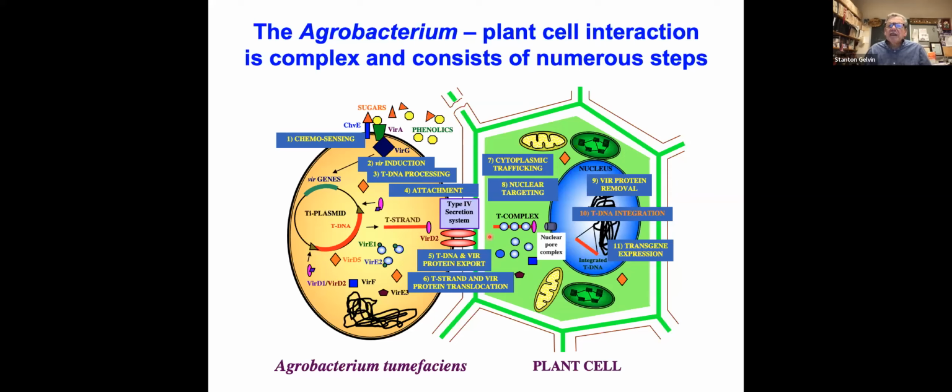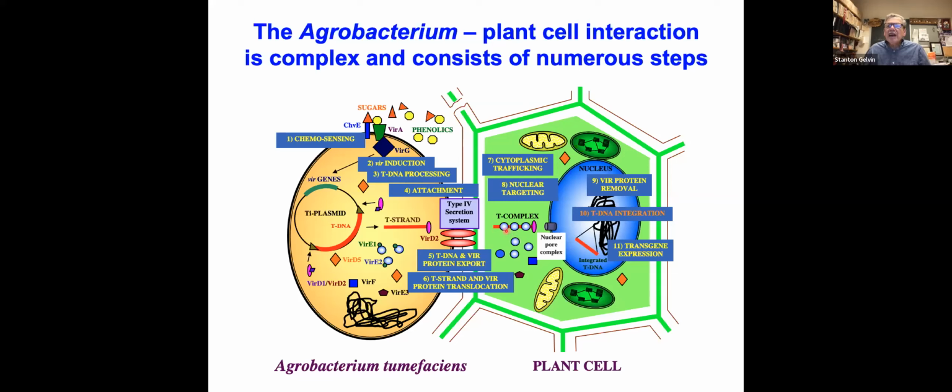Now, once in the plant cell, the T-DNA most likely forms a complex with other proteins. One of these proteins is VirE2, a single-stranded DNA binding protein, and it's likely that VirE2 will bind to the single-stranded DNA, forming this T complex. And although everybody, including myself, believes in this model, this is still just a model. Nobody has actually seen T complexes in plants.